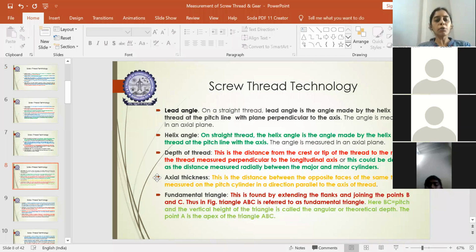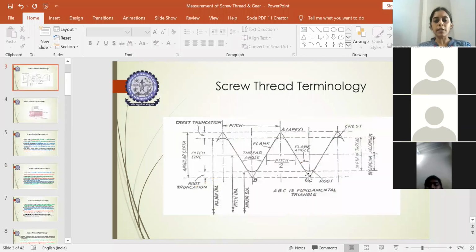And after knowing what you mean by axial thickness, you should know what you mean by the fundamental triangle. Usually the fundamental triangle, if you join A, B and C, is formed by extending the flanks and joining the point B to C. So if you extend the flanks and join B to C, the triangle which is formed is called the fundamental triangle. If you name this A, B and C, you call that ABC the fundamental triangle.